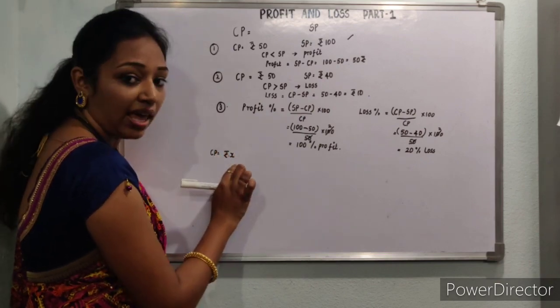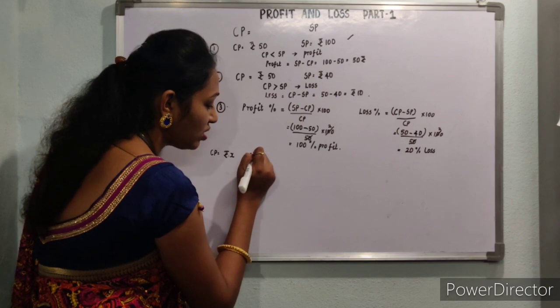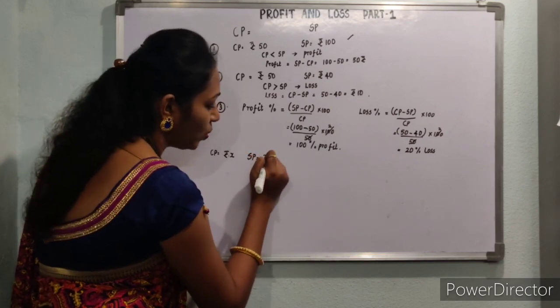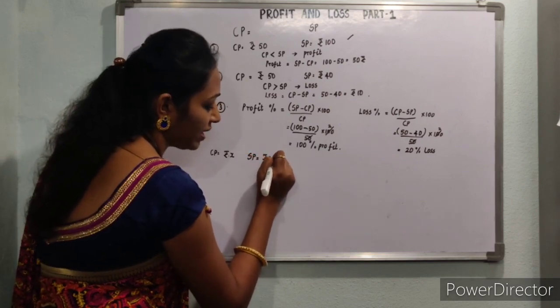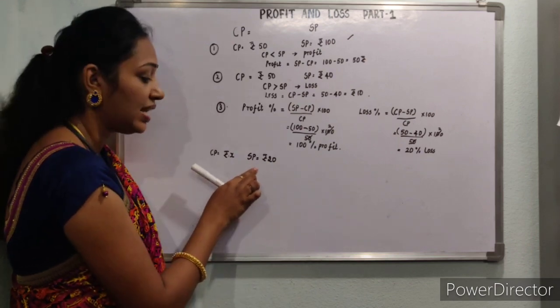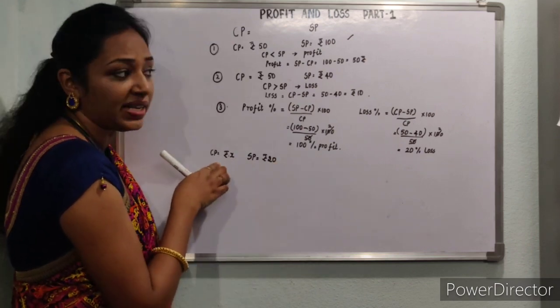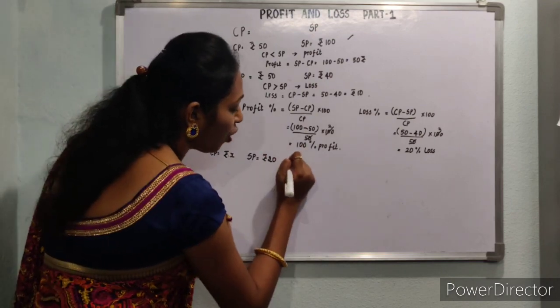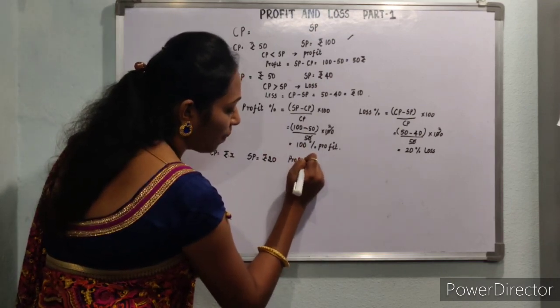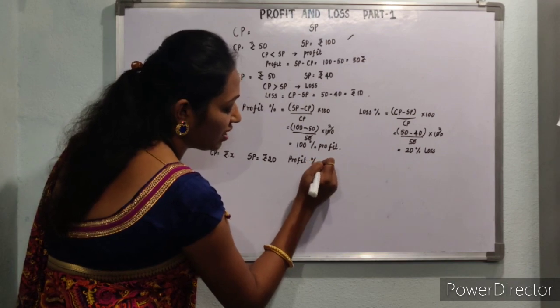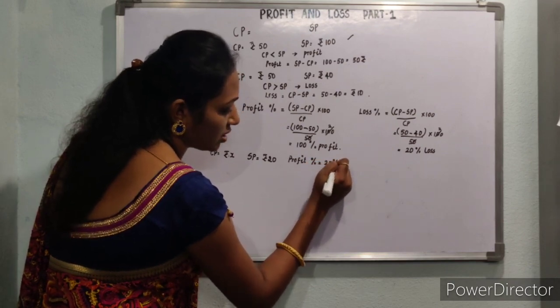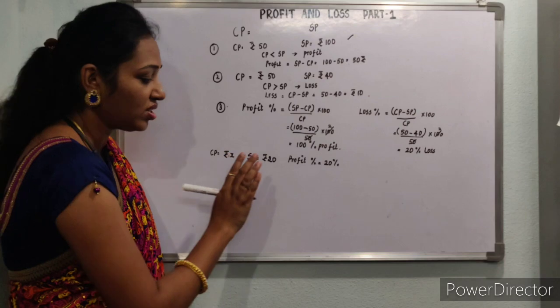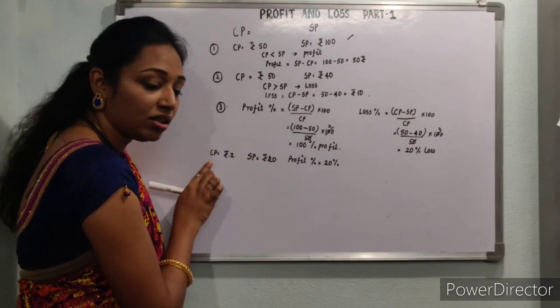So cost price is X rupees and he sold it for 20 rupees. The selling price is 20 rupees. We don't know the cost price. And they are telling the profit percentage. The profit percentage is 20%. Now we have to calculate the cost price.